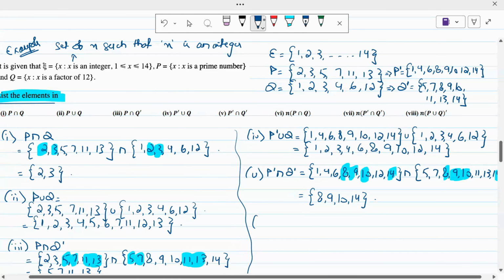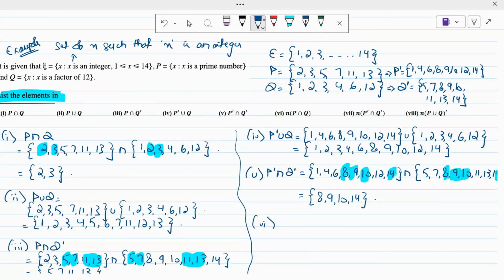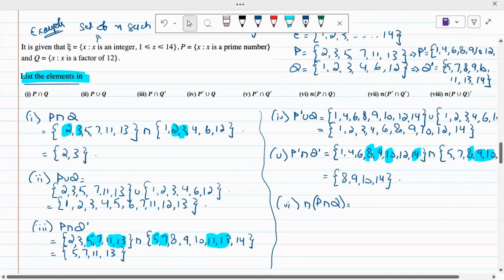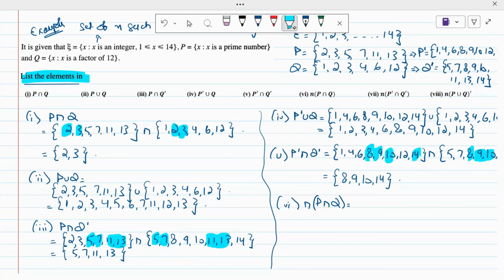Part 6, it says n of P intersection Q. Now this is where students sometimes make mistakes. So n of P intersection Q. We have already found the value of P intersection Q.